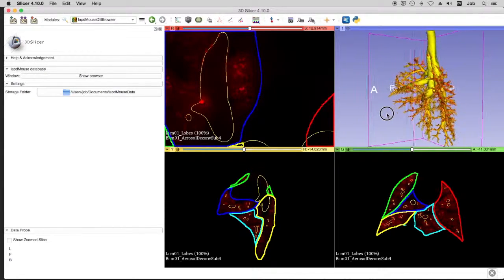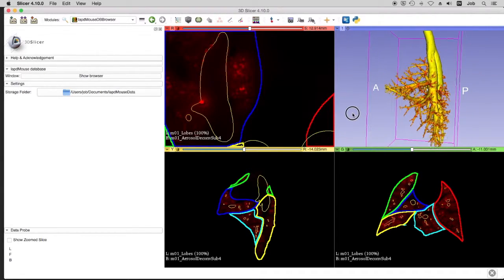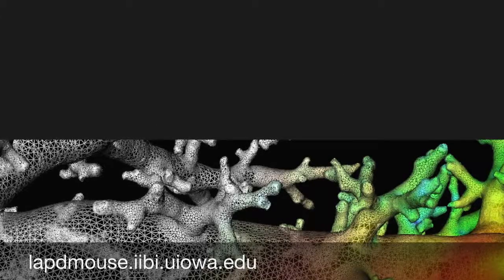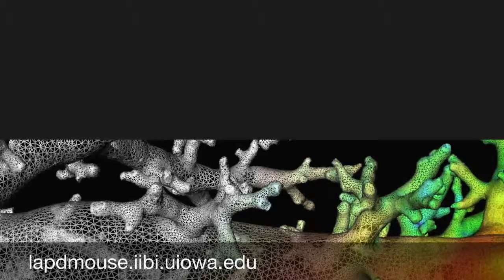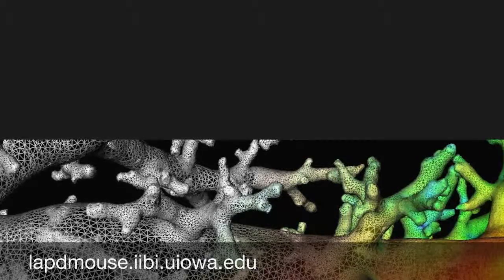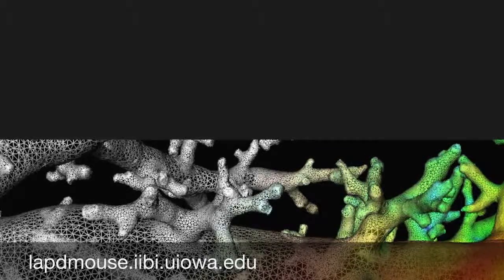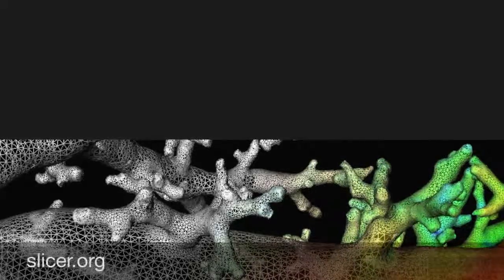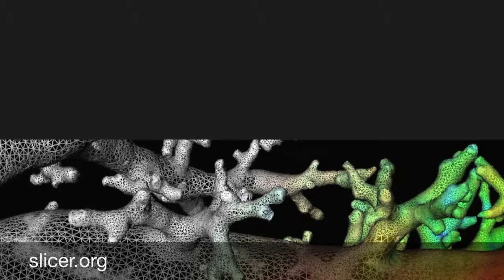Hopefully this video is just enough to get you started exploring our datasets in 3D Slicer. For further information about the lapdMouse project and the available data, please visit our website, lapdmouse.iibi.uiowa.edu. For further information on using 3D Slicer, visit slicer.org.